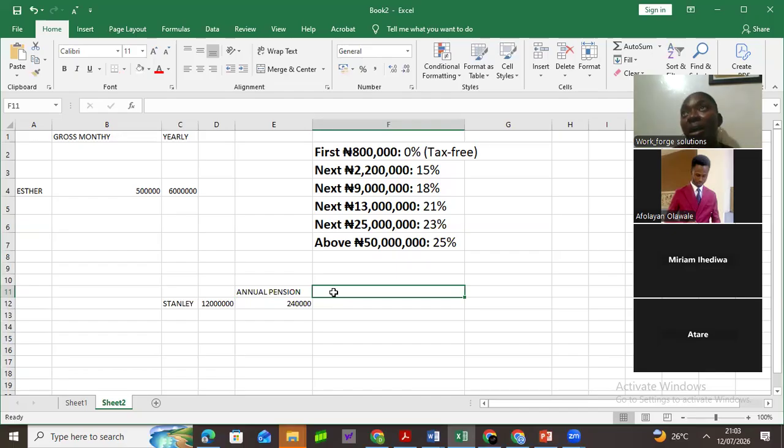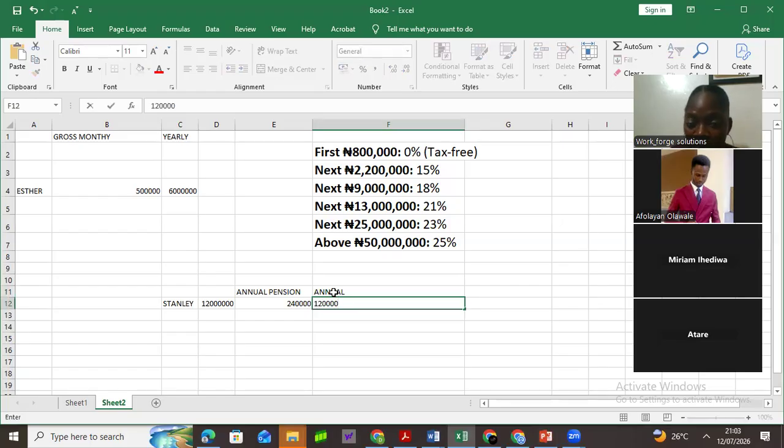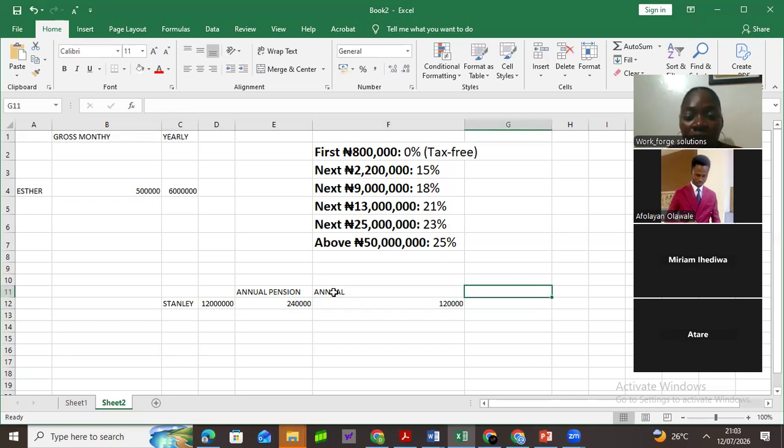Also, NHF is not taxable. So let's say his NHF for the month is 10,000 naira. So for the year, it's going to be 120,000 naira, right? Yes. These are the only two things this organization does. The employee does not contribute for health insurance. The employer handles that solely. So the only things the employee is contributing are pension and NHF, and those are not taxable.